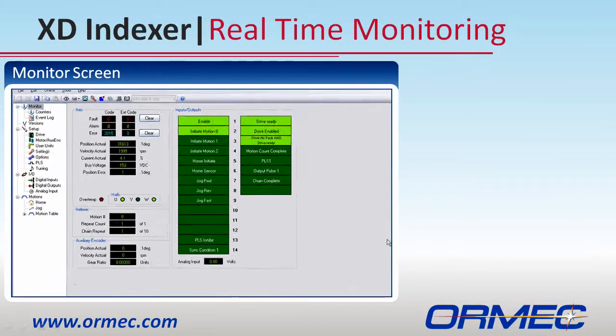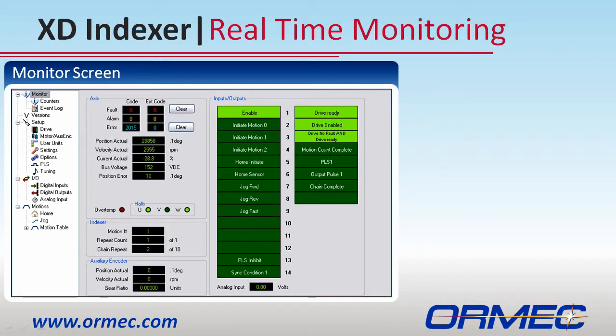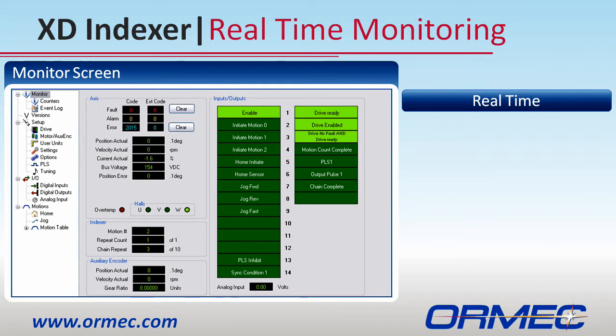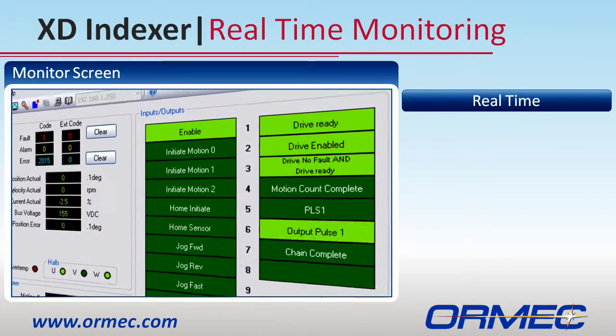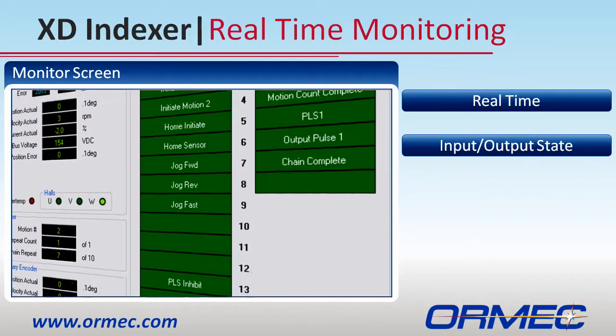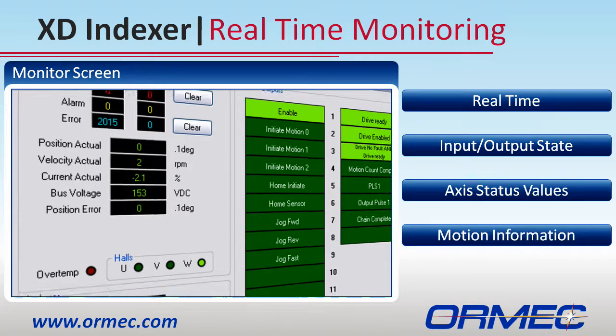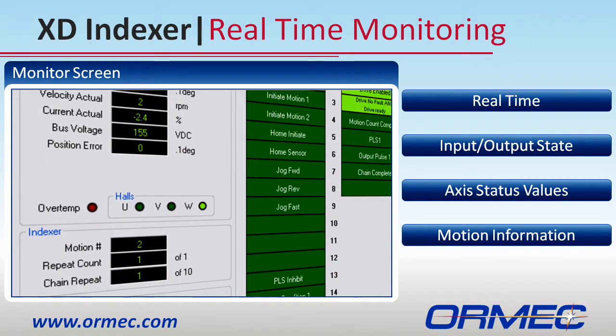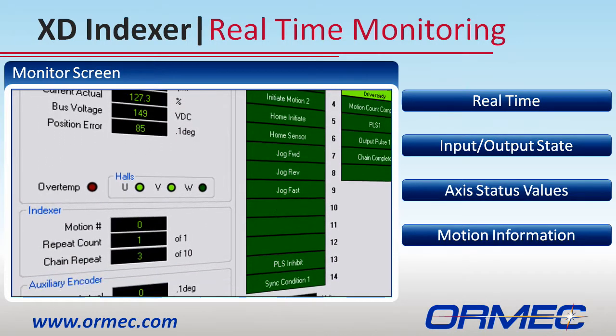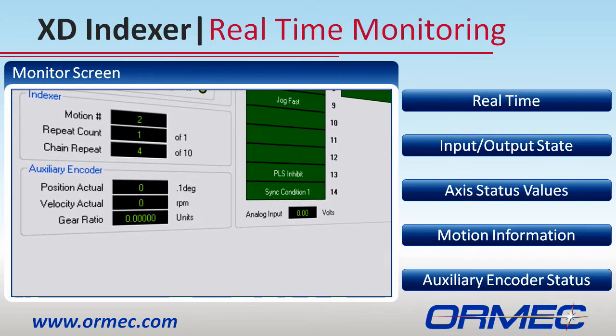Returning to the project tree, the monitor branch will give you system information in real time. Many of the same parameters that can be traced in the scope are on display here, plus many more. I/O assignments and status are clearly visible along with information about the axis, which motions are being executed, and where we are in repeated motion or chain. If you have an auxiliary encoder on the system, information about its current status is visible here.